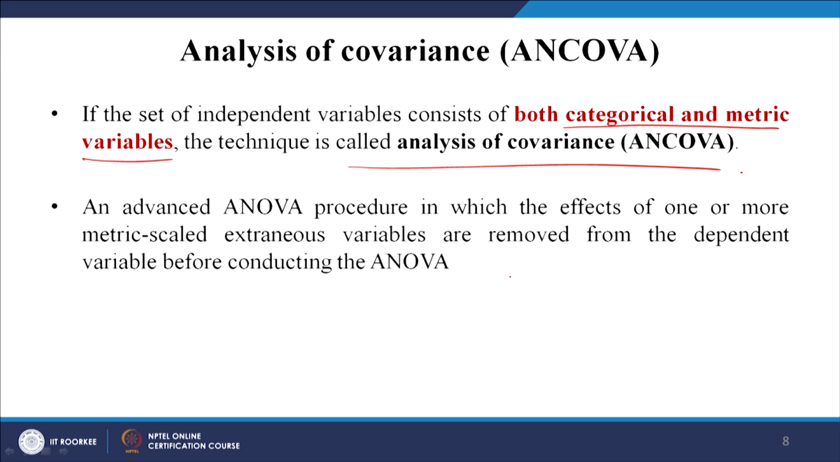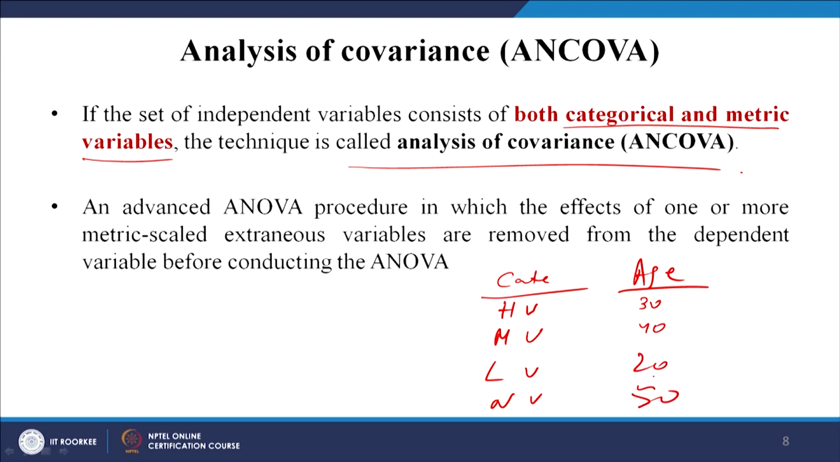Categorical variables, let us say, were heavy user, medium user, light user, no user. And suppose you want to take another variable, let us say age. Somebody is 30, somebody 40, somebody 20, somebody 50. So, when I am taking age, this is a continuous variable measured on a ratio scale. In this condition we do not use ANOVA, we will use analysis of covariance.